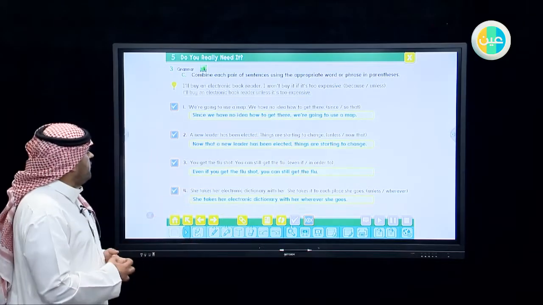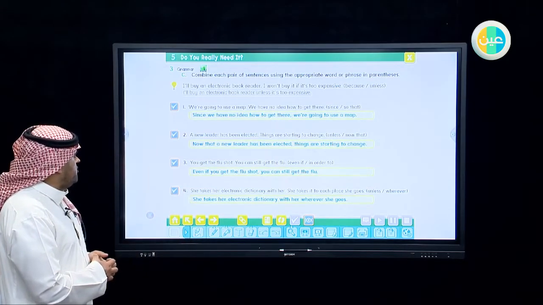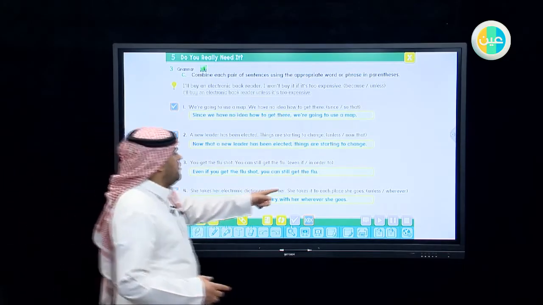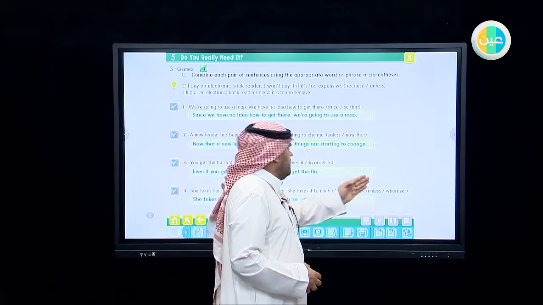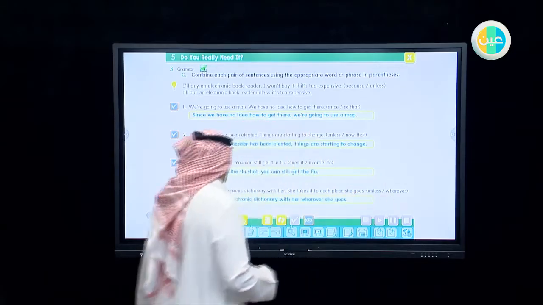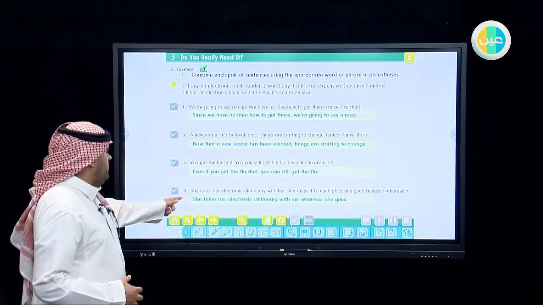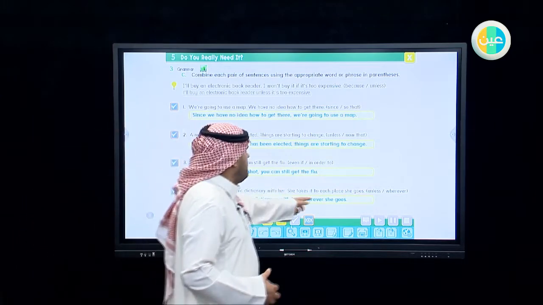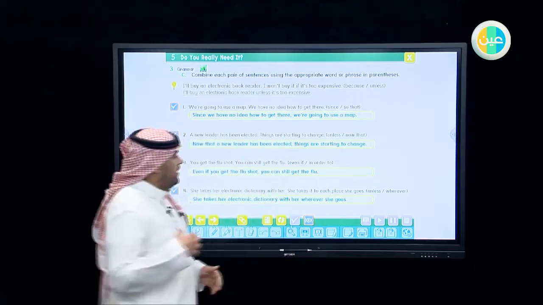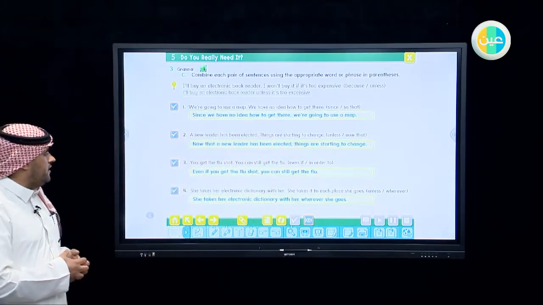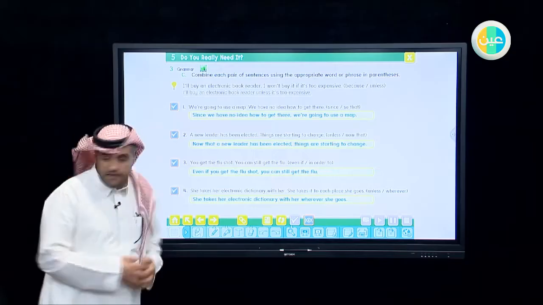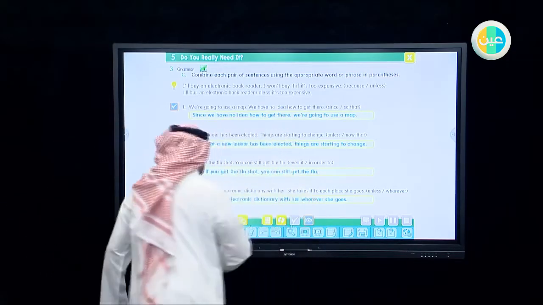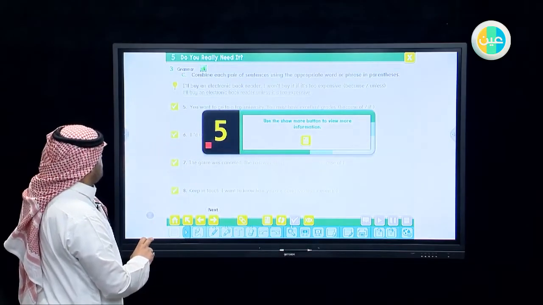Okay. Number 4, and the last one. She takes her electronic dictionary with her. She takes it to each place she goes. Use "unless" or "wherever." No, here which is better? We use: she takes the electronic dictionary with her wherever she goes. And everywhere she goes, she uses her electronic dictionary.